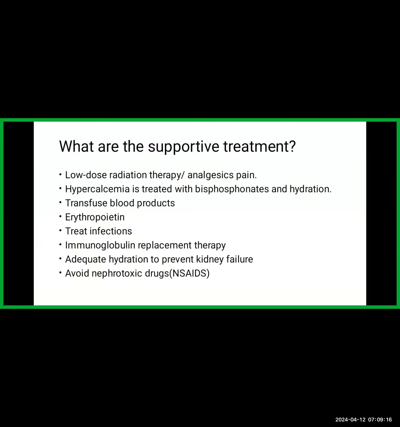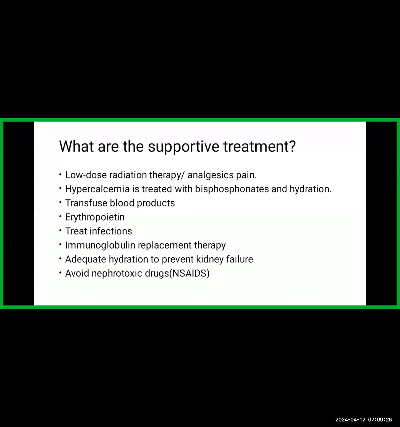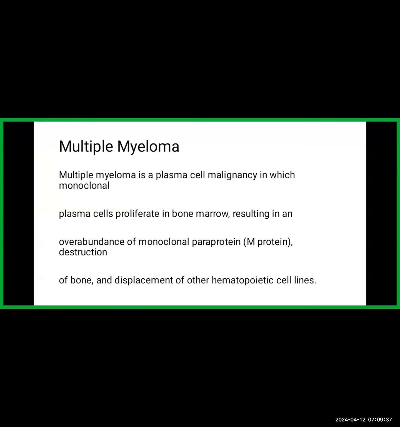Erythropoietin has also been shown to be helpful in these patients. Infections can also be treated. It has been suggested that immunoglobulin therapy can also be used. Adequate hydration is important to prevent kidney failure, and nephrotoxic drugs such as NSAIDs should be avoided in these patients.